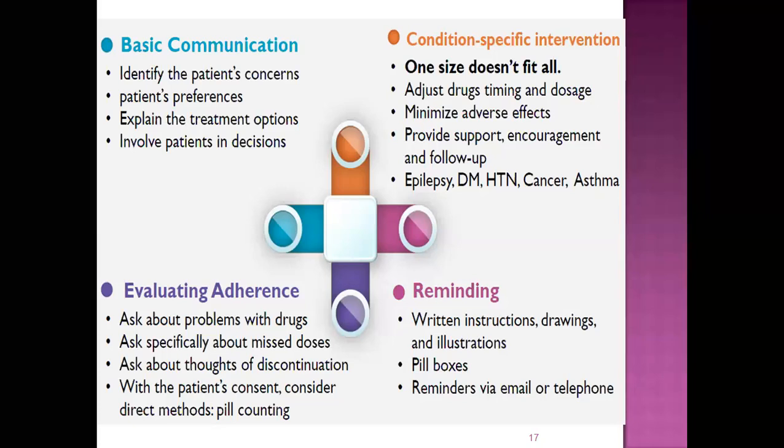First is basic communication. Whatever the problems related to the patients, you have to identify them and explain the treatments. This is the basic. Then, on the basis of conditions, you have to adjust the dosage forms by consulting the physicians, and advise follow-up treatments during condition-specific interventions. Communication, or patient counseling, is the main role in adherence conditions. These are the roles of the pharmacist related to medication adherence.